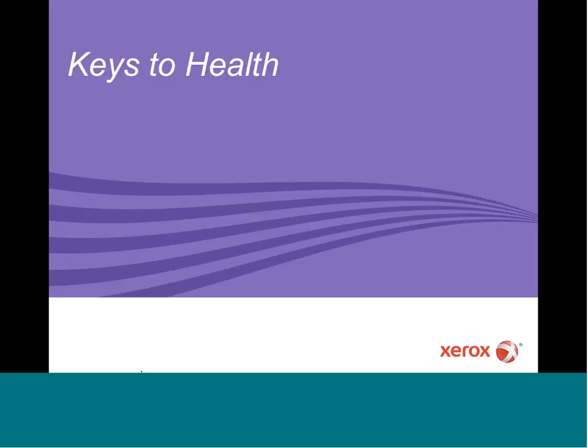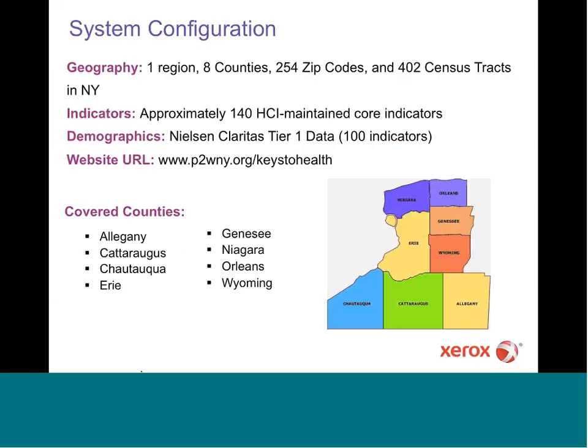So as far as system configuration, the website covers the Western New York region, so it includes the 8 counties and all the zip codes and census tracts that fall in that region. There are approximately 140 HCI-maintained core indicators. We'll talk about those core indicators in a little bit.